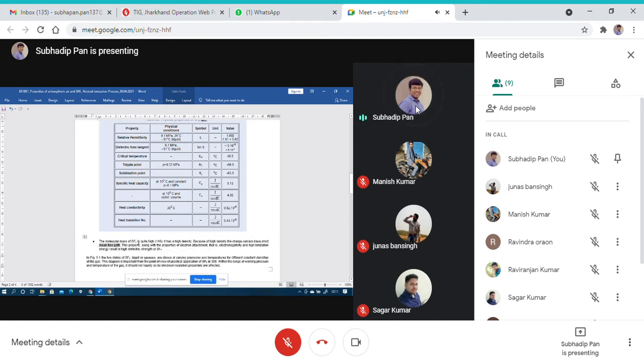Along with the properties of the electron attachment, that is, the electronegativity and the high ionization energy, this results in the high dielectric strength of SF6. So although the SF6 gas has a high molecular mass and a very high density, due to this high density the SF6 gas has a very good dielectric strength. Due to this good dielectric strength, normally in circuit breaker applications we use the SF6 circuit breaker as a high voltage apparatus in the industry or in the power sector, right?